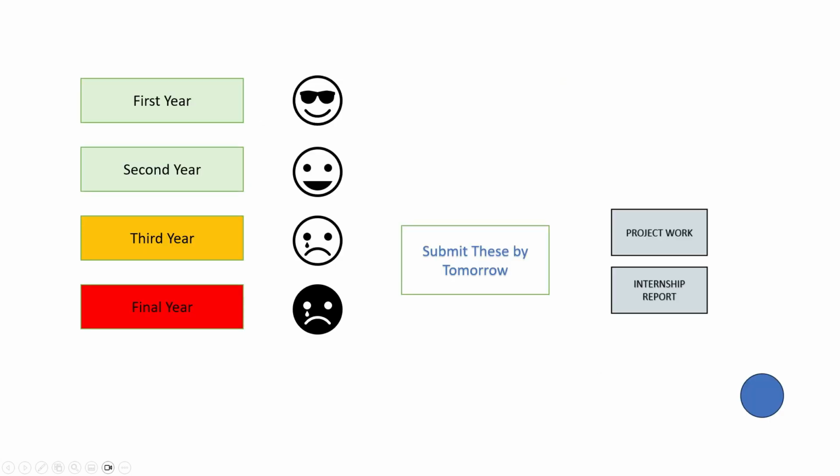So during first year, students are not going to study this professional documentation. They are in a happy mode. In second year, they are trying to learn the professional documents. When it comes to third and final year, because we have NSS, yoga, physical education, social connect and responsibility, and project work, mini project work, as well as an internship report has to be submitted within a prescribed format.